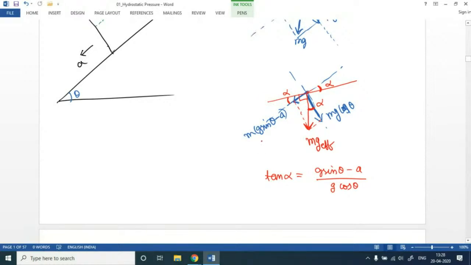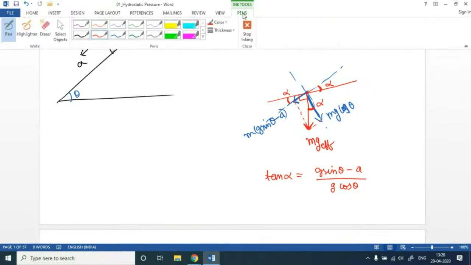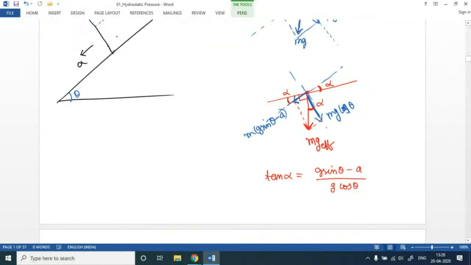In that case, we might have ma greater than mg sine theta. So let's look at that diagram. This is the inclined direction, this is the direction perpendicular to the incline. So let's say this is mg cos theta, and if ma is greater than mg sine theta, this would be m times a minus g sine theta. And the resultant would be in this direction. So this is mg effective.